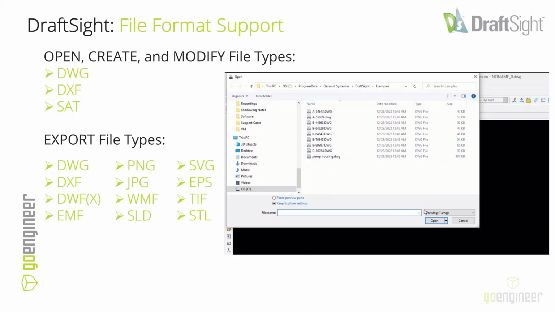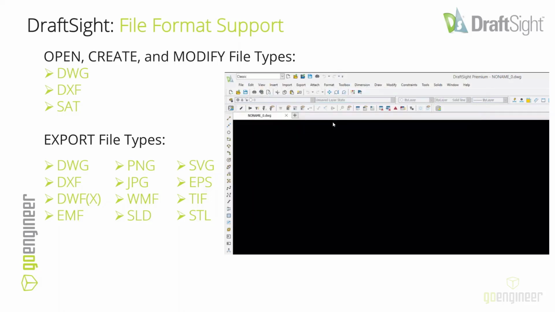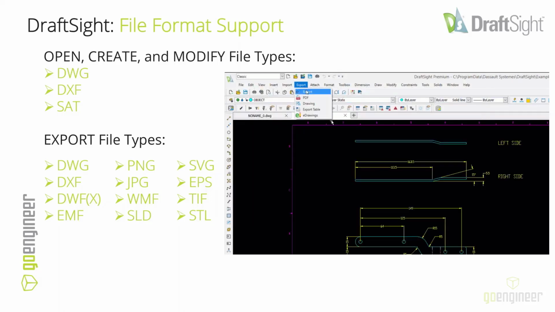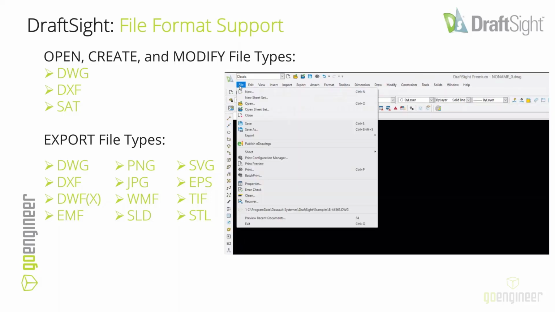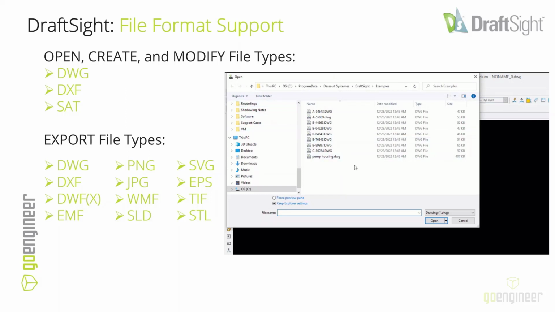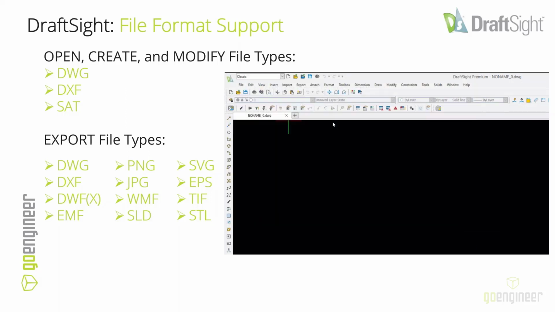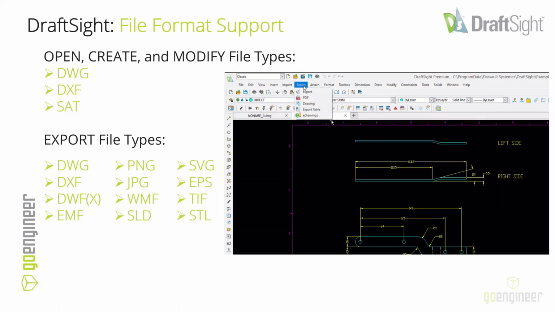And file formats. We can open, create, and modify file types: DWG, DXF, SAT files. We can also export DWG, DXF, DWFX, EMF, PNGs, JPEGs, WMF files, SLDs, SVGs, EPS, TIFF, and then STLs.